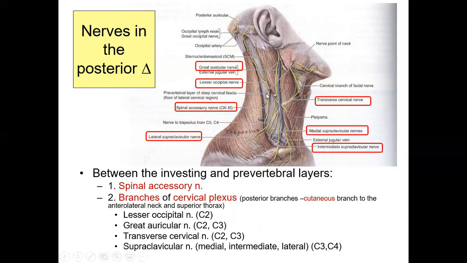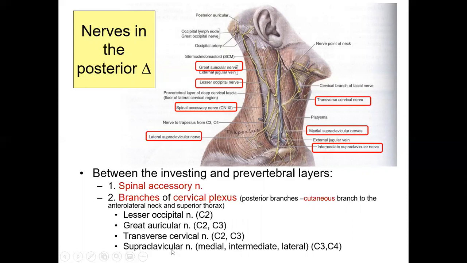If you see from this picture, this is the spinal accessory nerve. And then we have the branches of the cervical plexus. Here we have the lesser occipital nerve. If you see from this picture, this is the lesser occipital nerve. And then we also have the great auricular nerve. This is the great auricular nerve. And then we have the transverse cervical nerve.